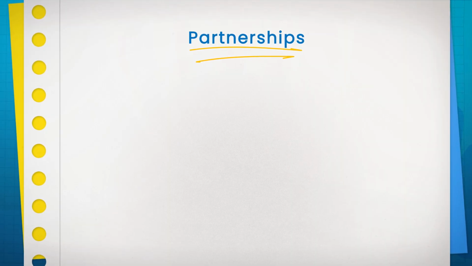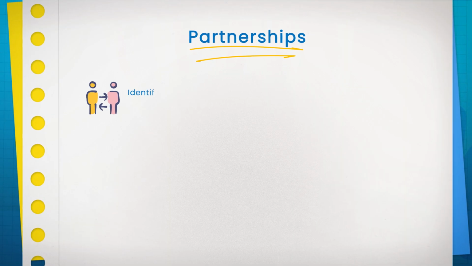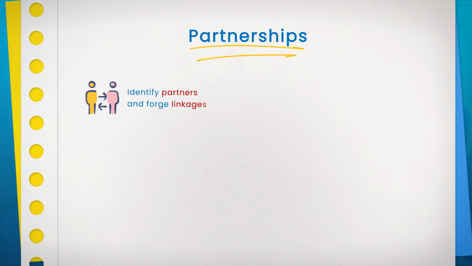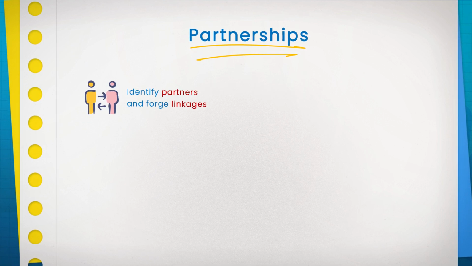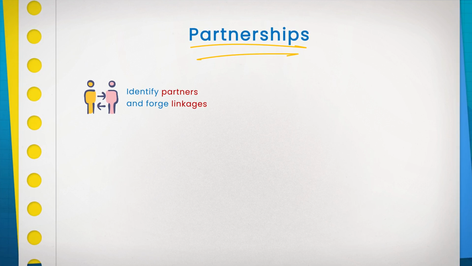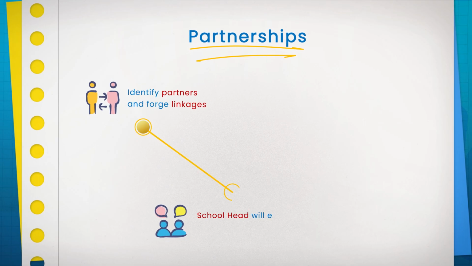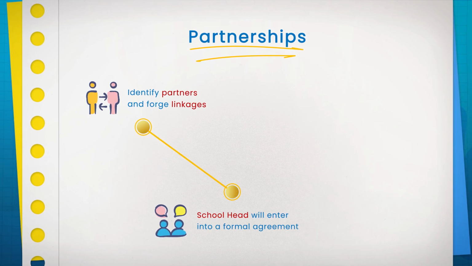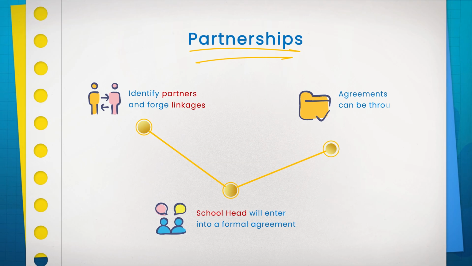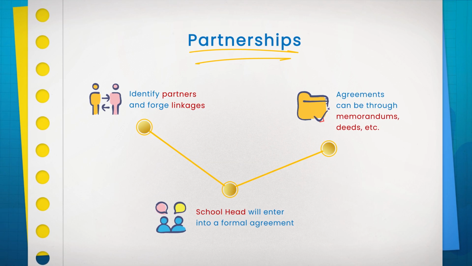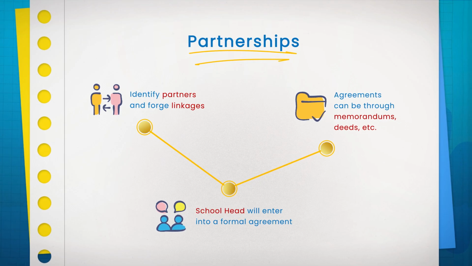Partnerships are important in school governance. The SGC is, in fact, encouraged to identify potential partners and forge linkages with them. Once stakeholders indicate interest and willingness to support the school and its goals, they will be referred to the school head, who is authorized to formalize agreements. Agreements with partners can be a memorandum of agreement, a deed of donation, a deed of acceptance, among other types.